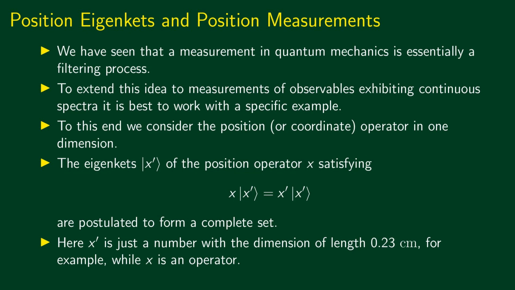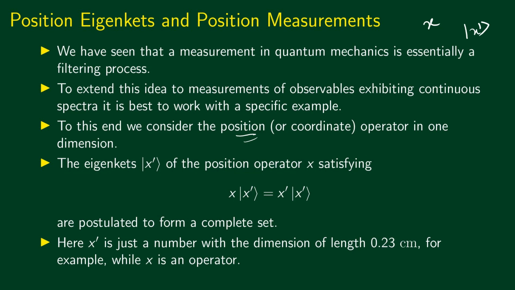So let's talk about an example. Let's consider the position or coordinate operator in one dimension. So we are talking about the position of a system, or an electron in one dimension. So this is obviously an observable. The position operator we will denote simply as x. The corresponding eigenkets, the eigenkets of the position operator, will be denoted as ket x prime. So the eigenvalue equation can be written as x acting on ket x prime is the number x prime multiplied by ket x prime, the eigenvalue equation.